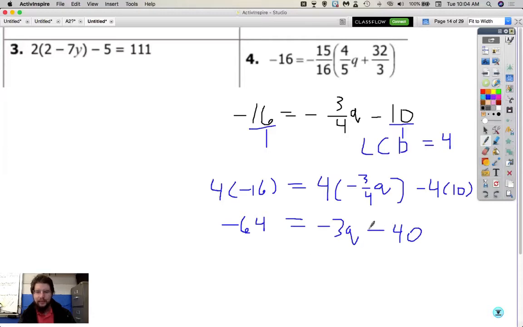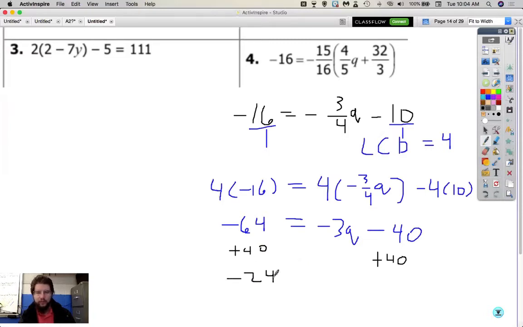So now I need to isolate my variable. You can get it on the left side if you really are more comfortable that way. It doesn't matter. Just get it by itself. So I'm going to add 40. You could, of course, get the q to the left side first. Entirely your choice. I like to just leave my variable where it is unless it's convenient to move it.